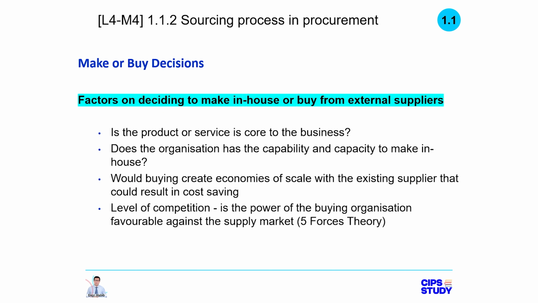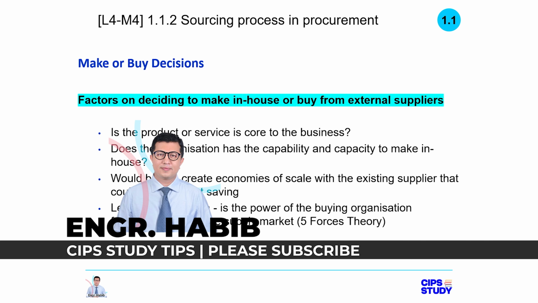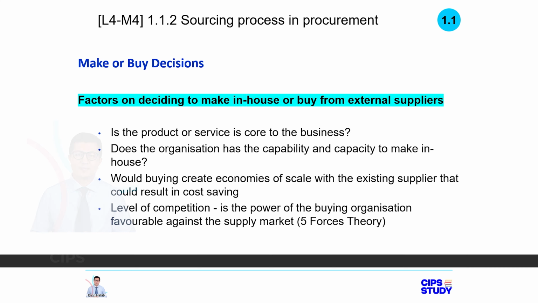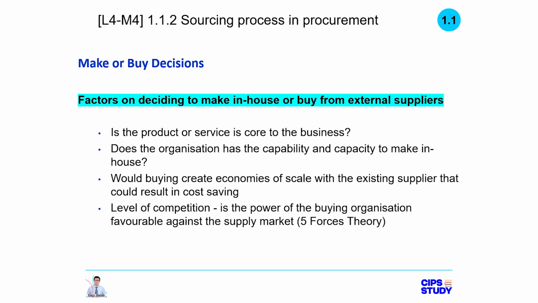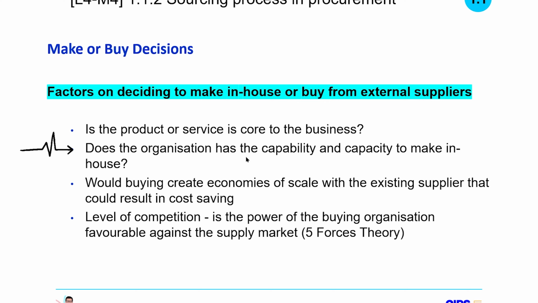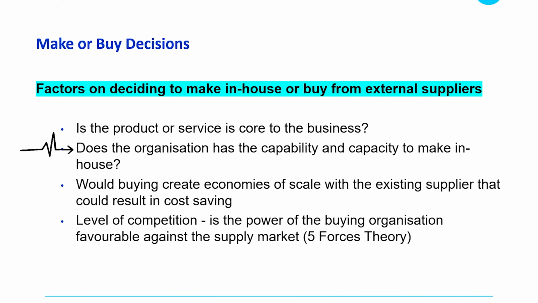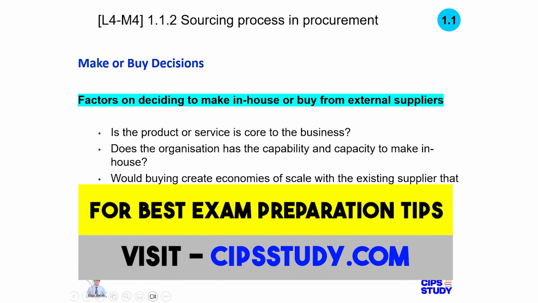According to CIPS, there are different factors in deciding to make in-house or buy from external suppliers. Is the product or service core to the business? If a product is vital for your business, it is making your maximum profit, or it is crucial for you and iconic for your brand or company, it will be one of the major factors. Does the organization have the capability and capacity to make in-house? You should consider this before making these decisions. Another is: would buying create economies of scale with the existing supplier that could result in cost saving? And another is the level of competition.